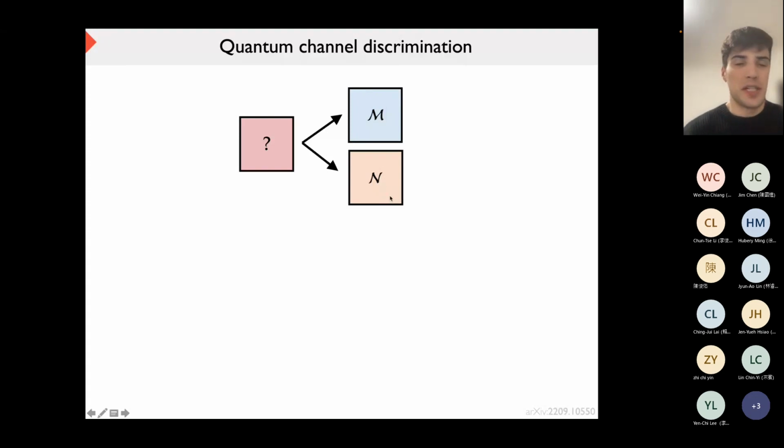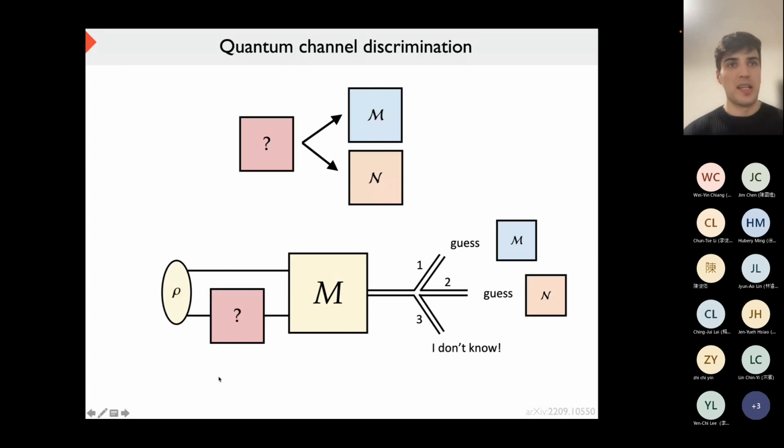But now, to discriminate channels, we can do much more than before. We don't just plug in a channel to a measurement. What we can do is prepare an entangled state, plug in only a part of this entangled state to this channel, and then do a measurement on this joint system. And then from this measurement, we get again.